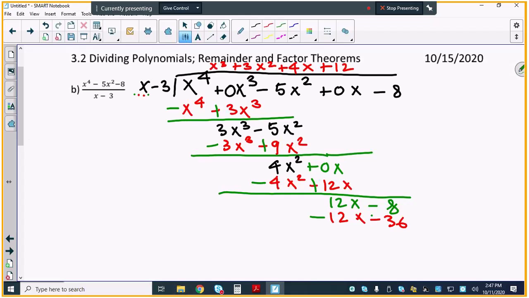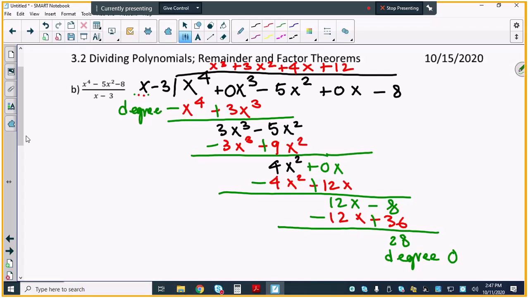Subtract by changing the signs. 12x minus 12x will cancel each other. 36 minus 8 is 28. So now I have degree 0 polynomial, which is smaller than the degree of the divisor polynomial. The divisor was degree 1, and I'm done with this long division.